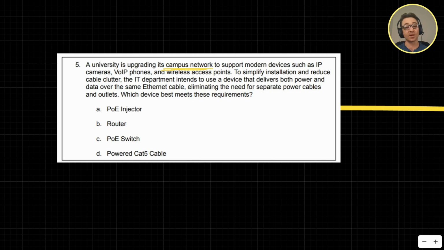A campus is a pretty big area, guys. That's going to be pretty expensive. This is one of those times where it's best to just invest in the power over Ethernet switch, because you buy one switch and you can power multiple different Ethernet cables, right? Otherwise, you'd have to purchase multiple different injectors all over the place for all your different devices.